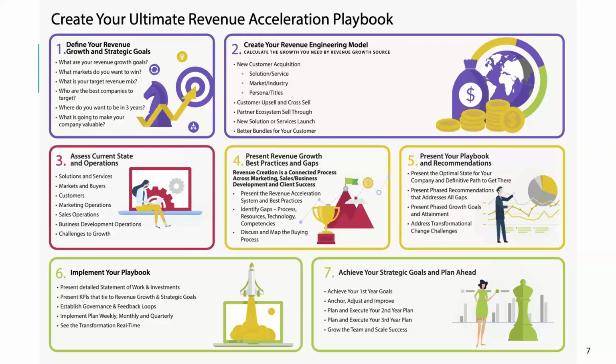Let's look at the areas that go into building this playbook. They're substantial, and I'm going to walk you through each one of these as well as an example. The first is defining your revenue goals and strategic goals, so they go hand in hand. The second is creating your revenue engineering model. In other words, what kind of revenue do we want to create in which areas? The third area is assessing your current state of operations. The fourth is having revenue growth practices, looking at what those best practices are and where you have gaps. And then the fifth area is the plan, the playbook. Obviously, after that, we've got to implement the playbook, and then you've got to achieve success. So let's take time and walk through each area.